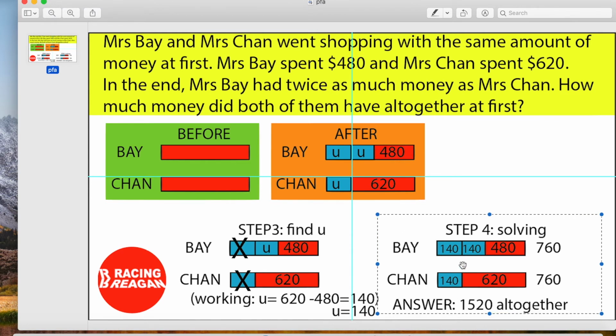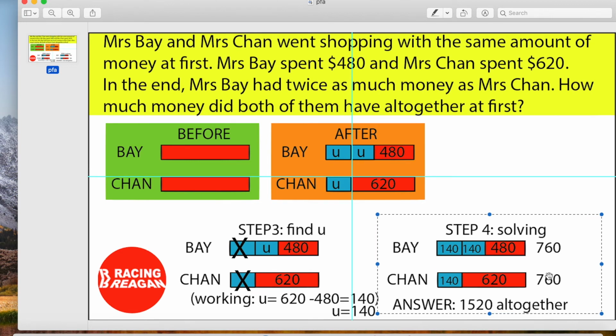So now, you just add up. 140 plus 140 plus 480 is 760. And they started with $760 at first. So both of them had $760.